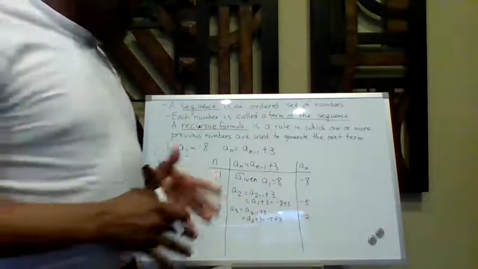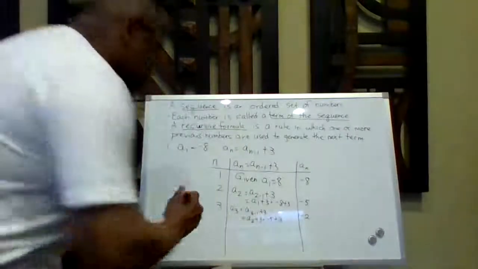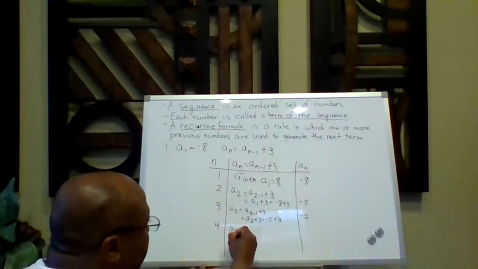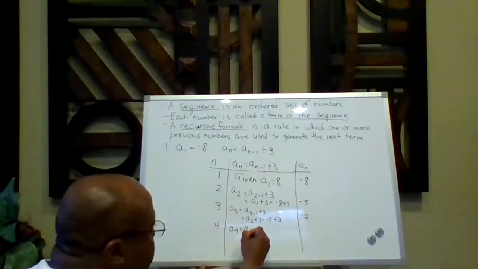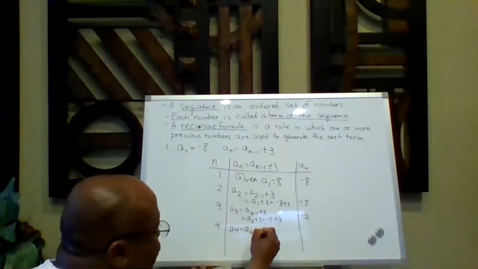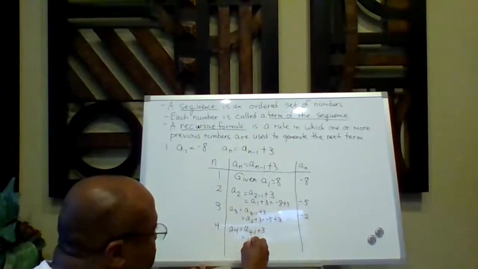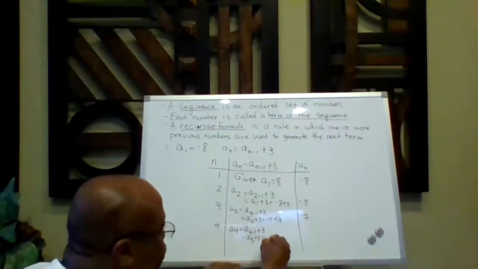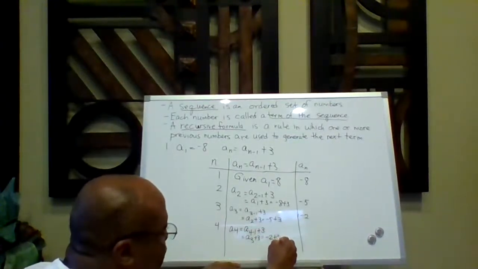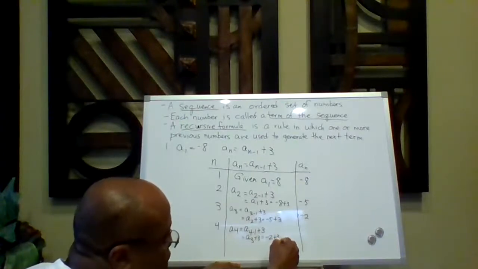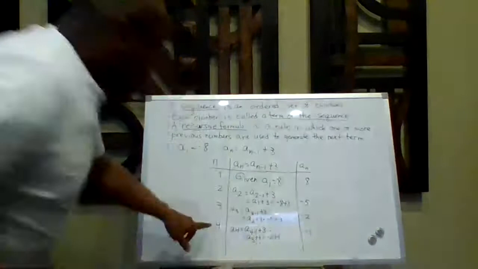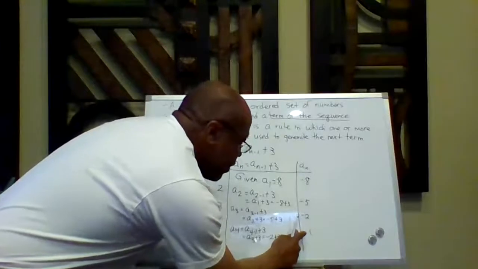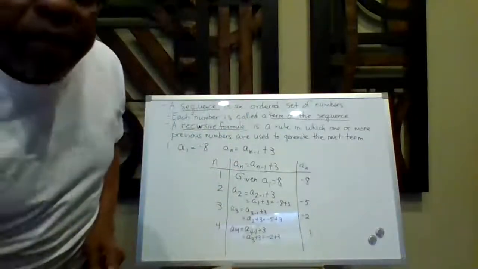Next, we want to go to n equals 4. So I'm looking at a sub 4 equals a sub 4 minus 1 plus 3. 4 minus 1 is 3. So I'm looking at a sub 3 plus 3. A sub 3 gives us negative 2. Negative 2 plus 3 will give us 1. So when n is 4, our end result is 1.